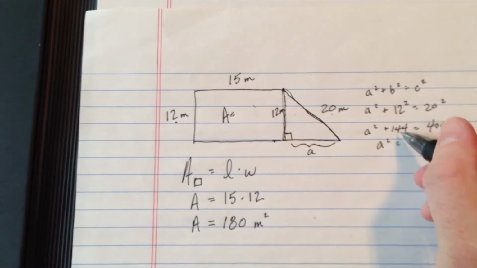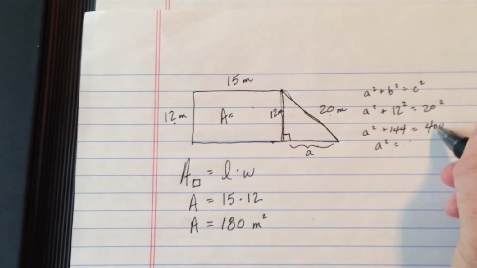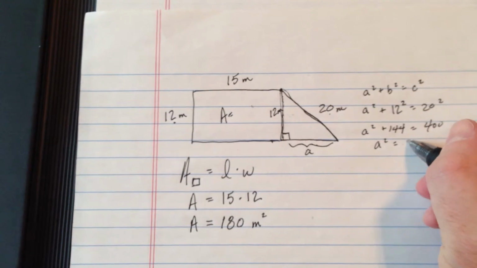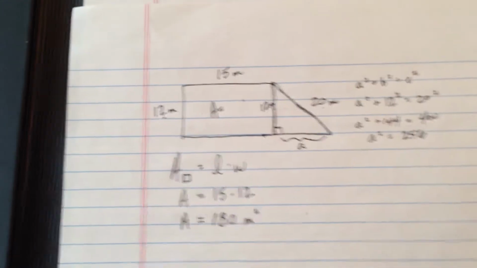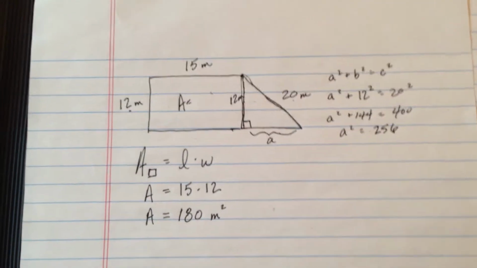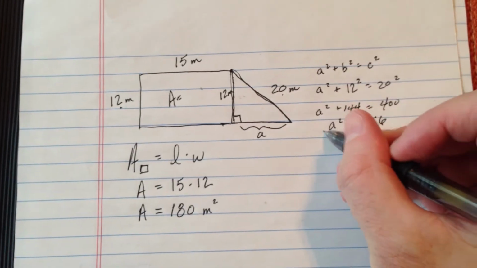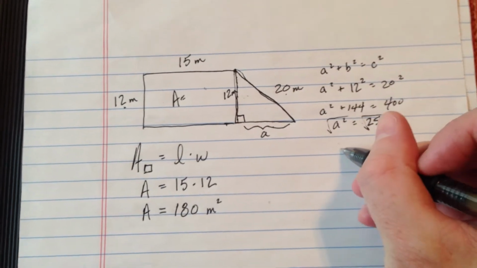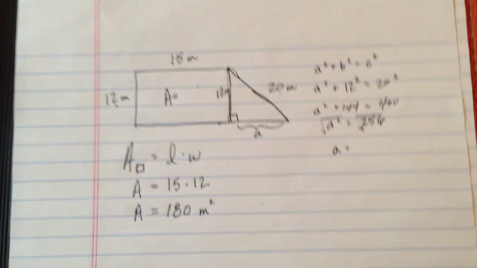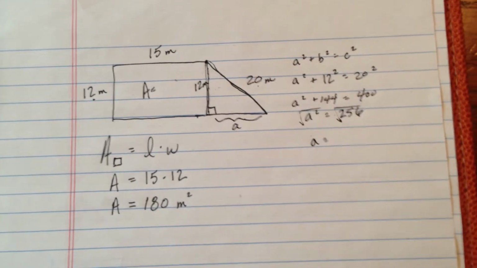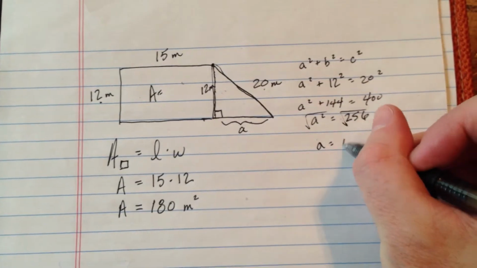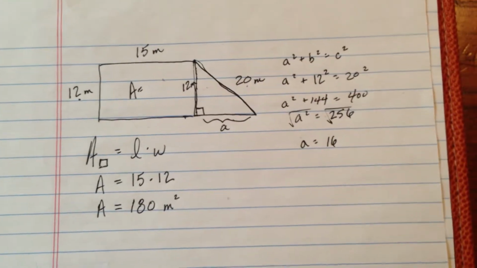So a squared equals, we subtract the 144, 400 minus 144 will end up giving us 256. Now, in order to get the a, we take the square root of both sides. So a is going to be the square root of 256, which is 16.